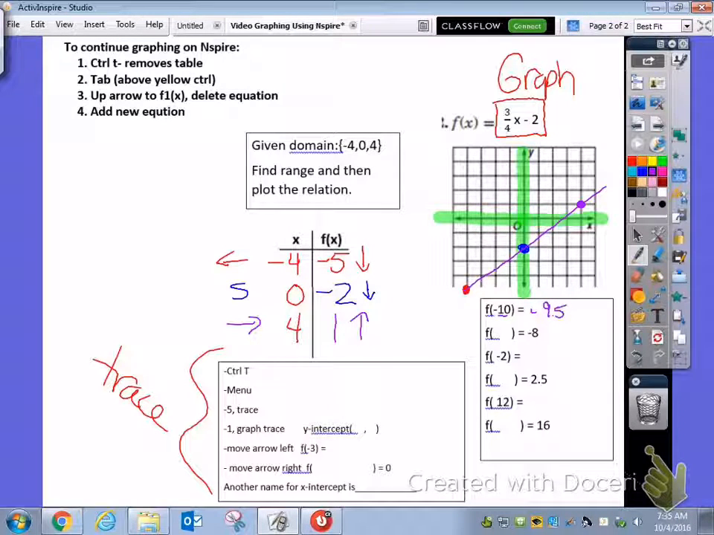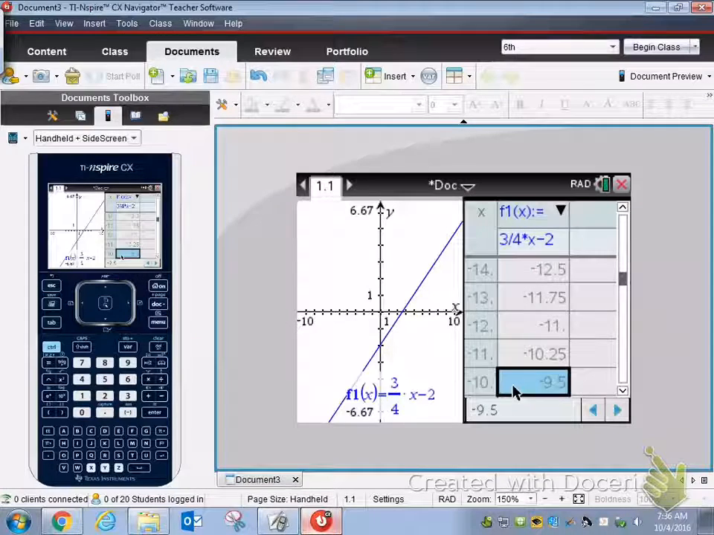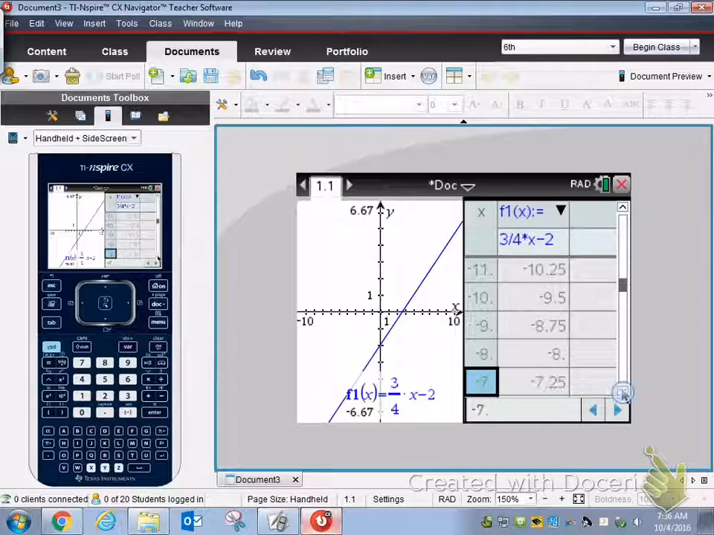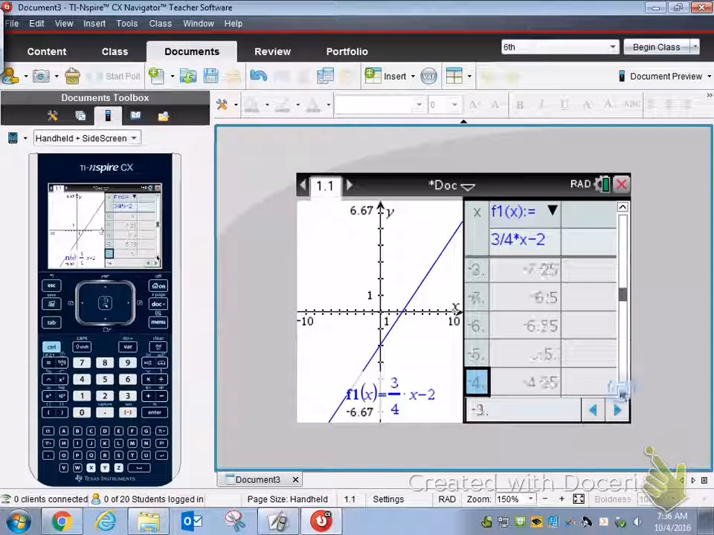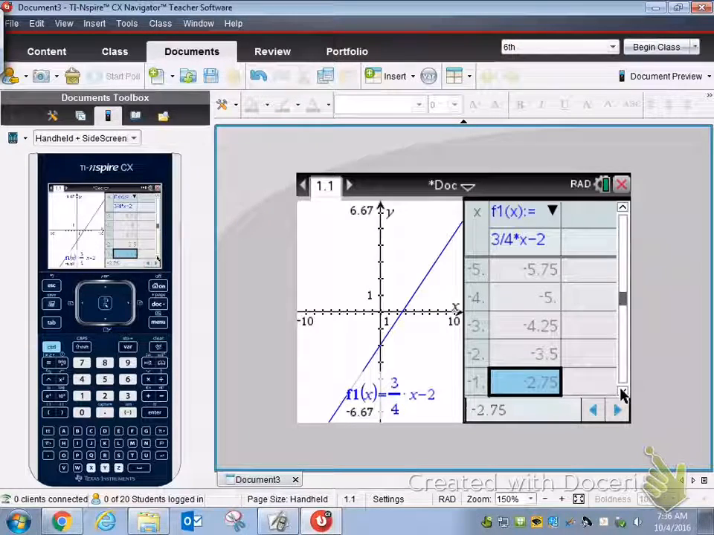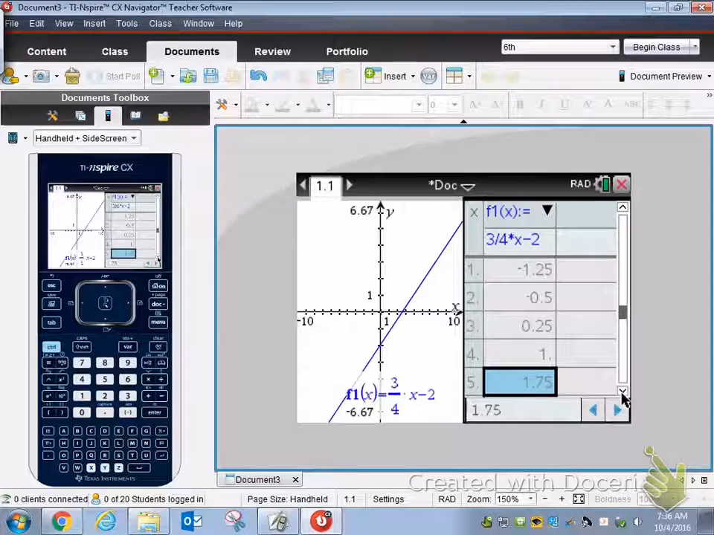When is it -8? When f of what number gives me -8? So that's close. F of -8 gives me -8. And then f of -2, so I need to keep going. F of -2 is -3.5. And then f of what number gives me 2.5? So I'm going to keep scrolling down. Now these are all negative, so I'm going to have to go down to 2.5. There it is, f of 6.